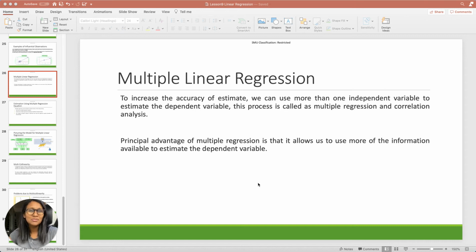Remember we also discussed that the objective is to be able to explain the variation in Y. So when you have more information, or in other words, when you have more X variables, you expect to have higher accuracy of the model that you're building. That is the principal advantage of multiple linear regression, because it allows you to use more of the information available to estimate the dependent variable.